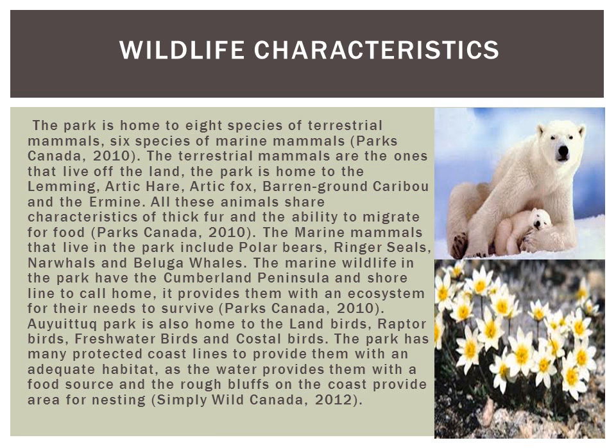So some of the wildlife in the park. The park is home to 8 species of terrestrial mammals and 6 species of marine animals. The terrestrial animals are the ones that live on the land. The park is home to the lemming, Arctic hare, Arctic fox, bear and ground caribou, and ermine. All these animals share characteristics of thick fur, ability to migrate for food as it's very harsh conditions. Some of the marine wildlife include polar bears, seals, narwhals, and beluga whales.